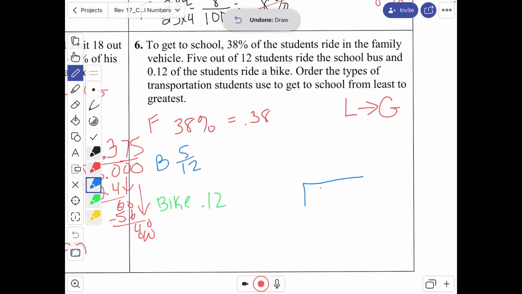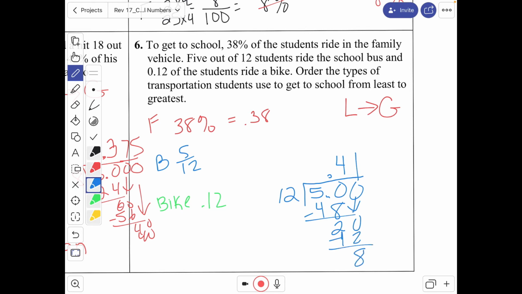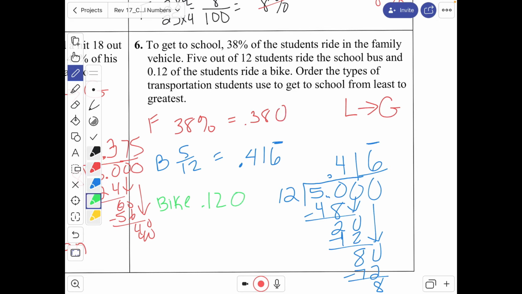Man, horse, so that means the top number needs to go inside the house, and the bottom number goes outside. 12 goes into 50 4 times. 12 goes into 20 once. 12 goes into 80 6 times, with 8 left over. Oh, it's repeating. So that last number's repeating. So that's 0.416. Well, that's 3 digits, so I want the rest of them to have 3 digits too.